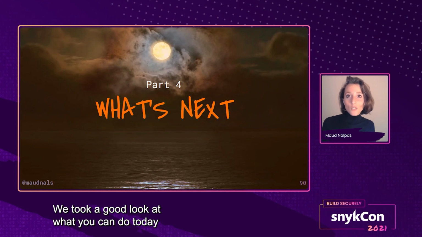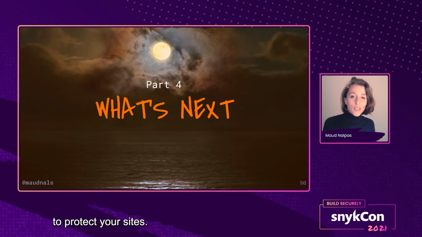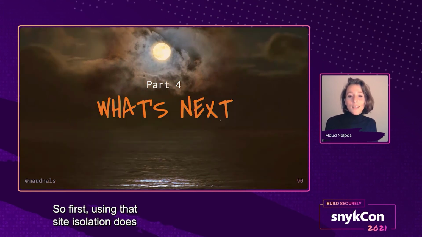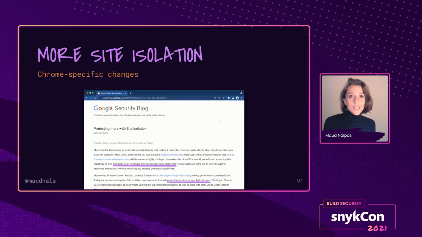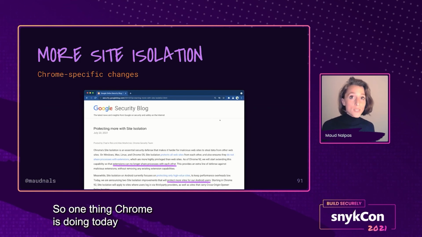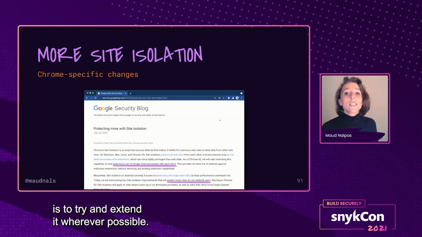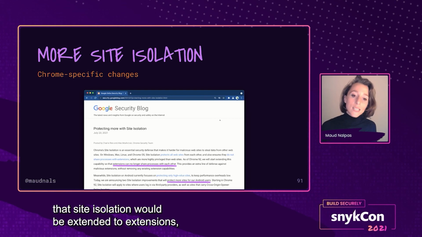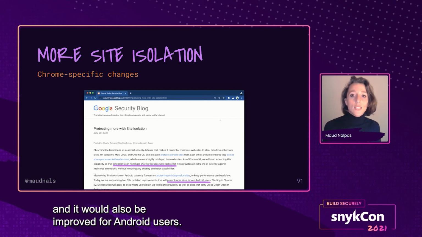We took a good look at what you can do today to protect your site. Now, the question is, what's next for Chrome and the web? So first, we've seen that site isolation does give you some protection, but it's not available everywhere. So one thing Chrome is doing today is to try and extend it wherever possible. And a few months ago, Chrome announced that site isolation would be extended to extensions, and it would also be improved for Android users.